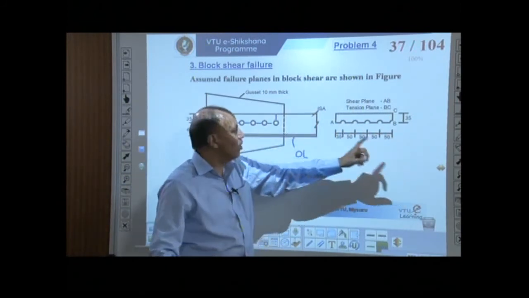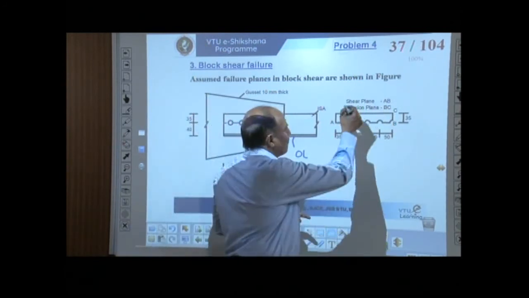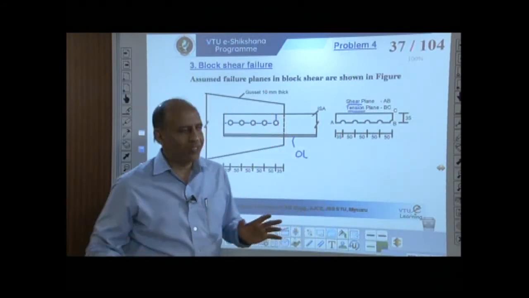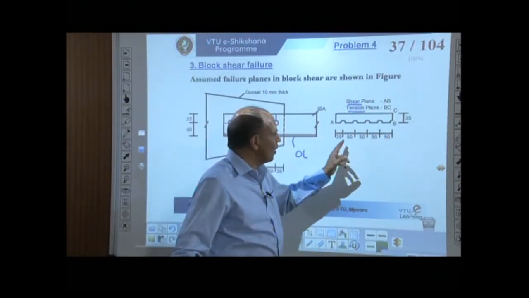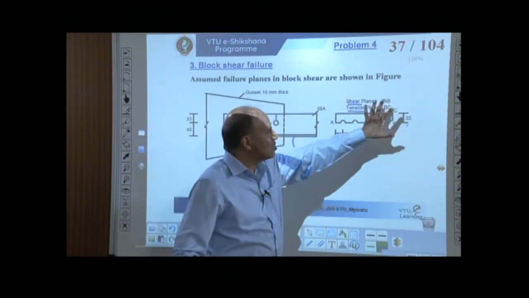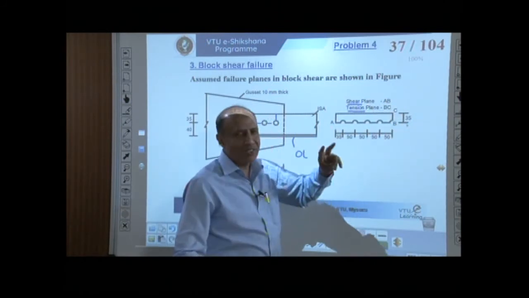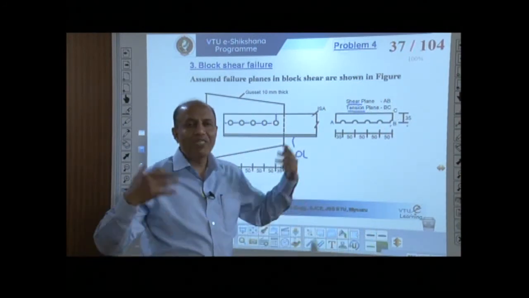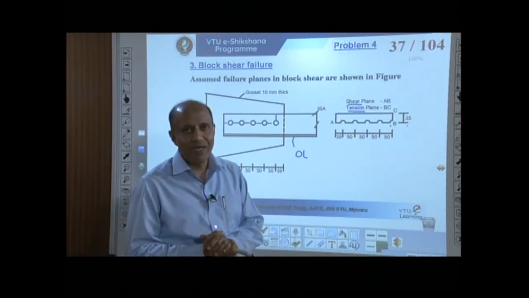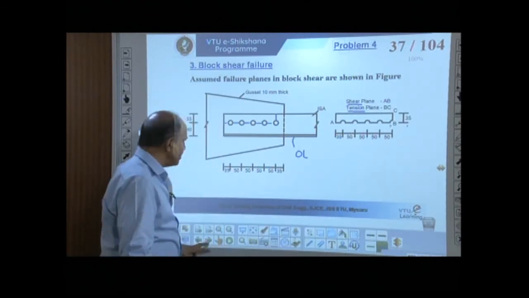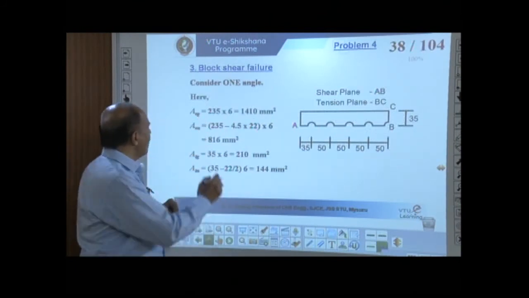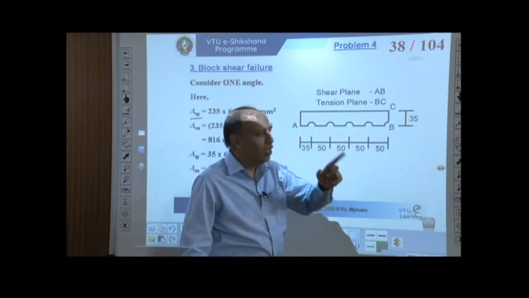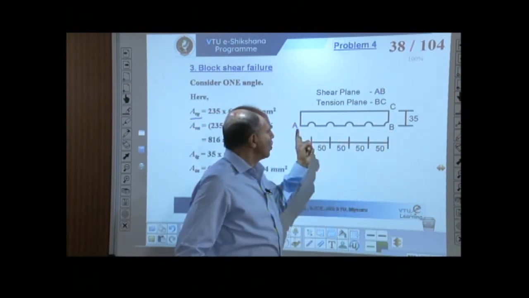As we had explained, AB is the shear plane that we have here, and this is the tension plane, correct? So all details are available for us. The pitch length, the end distance, the edge distance, everything is available. So two planes, shear plane and tension plane, both are mutually perpendicular. For each plane, we try to calculate the gross area and the net area. So let us try to calculate this. What do we have here? AVG. So AVG is what? Gross area on the shear plane. AB is the shear plane. So what is the length from here to here?